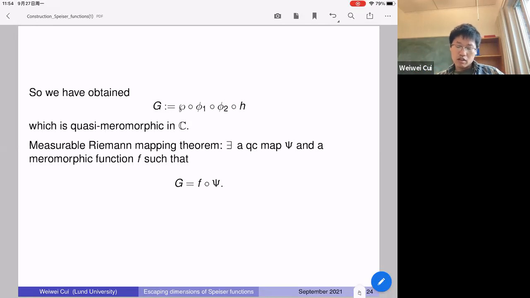notice that the support of the dilatation is only along the 2 half strips. It's not on the rest of the parts. So with this, we can use the measurable Riemann mapping theorem to get a quasiconformal mapping psi and the meromorphic function f such that you have this relation. You really get a meromorphic function f, which is the function we want.